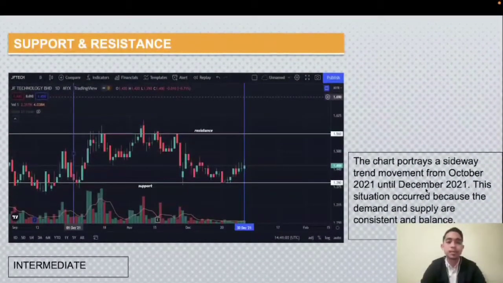Next is support and resistance. The price level of support is one where a decline is anticipated to come to an end due to an increase in demand or purchasing interest. As the value of assets or securities declines, demand for the share rises, forming a support line. The chart portrays a sideways trend movement from October 2021 until December 2021. This situation occurred because the demand and supply are consistent and balanced.